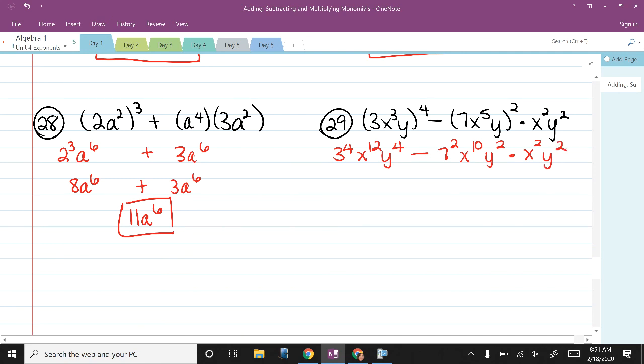All right, now I'm going to simplify my numbers for sure. What's 3 to the 4th power? 9 times 9 is 81. Y'all with me there? I'm just going to copy that for right now. Minus, what is 7 squared? 49. And I'm going to go ahead and add my x's and y's because they're multiplied here. What's x to the 10 times x squared? X to the 12. And what's y squared times y squared? Y to the 4th. Are y'all okay with how I've done all that so far?